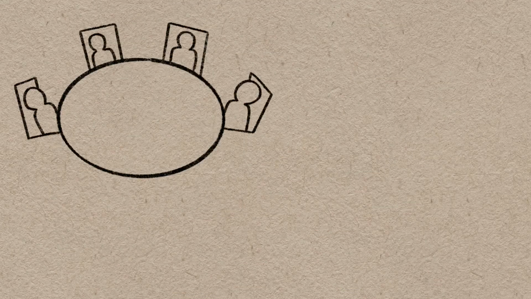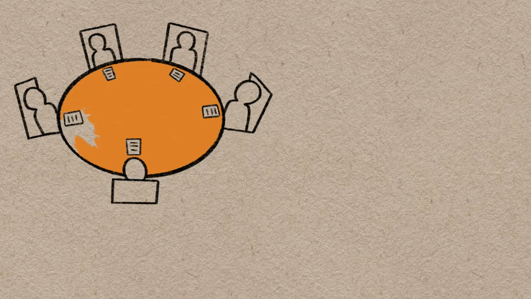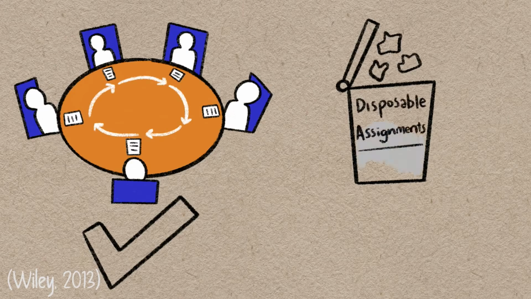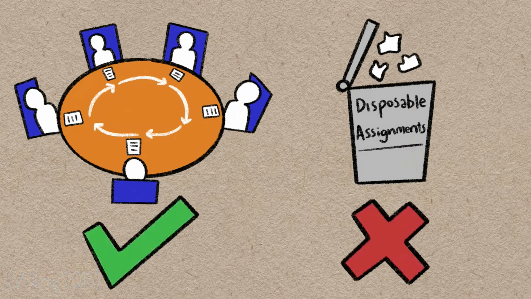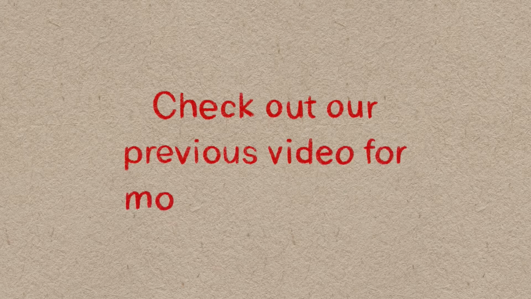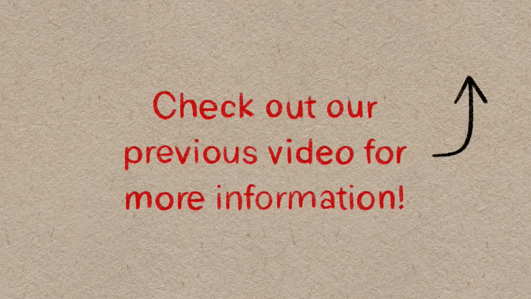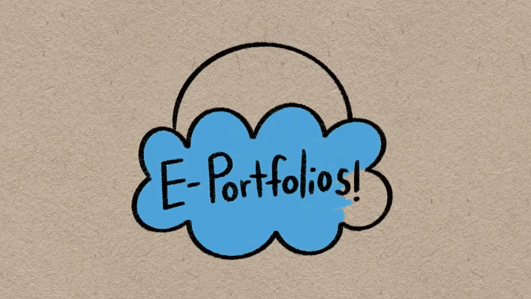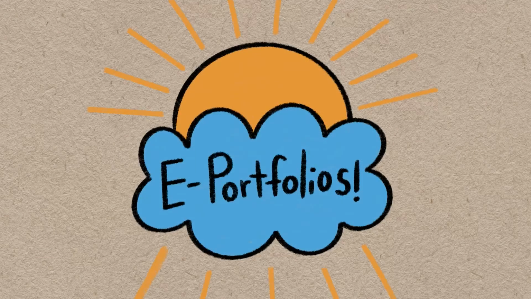Imagine the possibilities if students could thoughtfully preserve, build on, and share their assignments instead of what David Wiley dubs the disposable assignment, where work is often forgotten at the end of a course. Moving away from the traditional disposable assignment can happen in many ways. In this video, we will consider one specific form of iterative, scaffolded assignments known as e-portfolios.